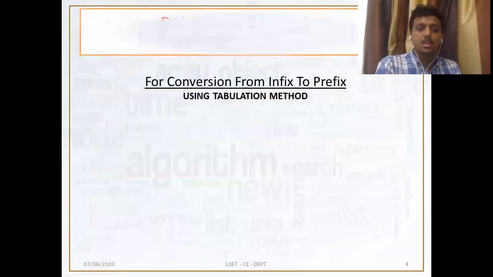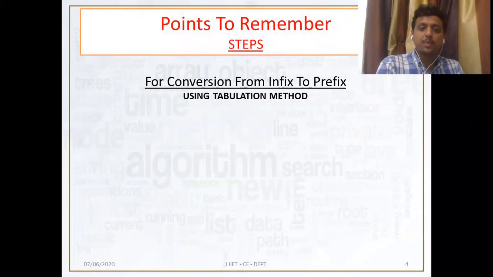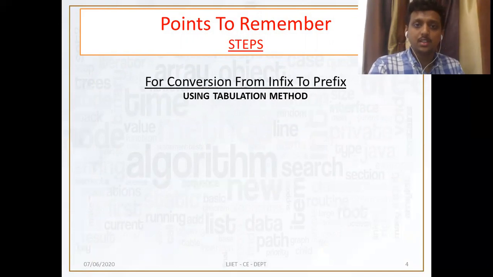Now, for conversion from infix to prefix, we need to remember some points for the tabulation method, so please take a notebook and pen and note them down. If you remember postfix, then this is totally the reverse of postfix. In the exam you don't need to remember both of them; you just need to remember how to convert infix expression into postfix conversion. So let's begin with the rules for infix to prefix using the tabulation method.